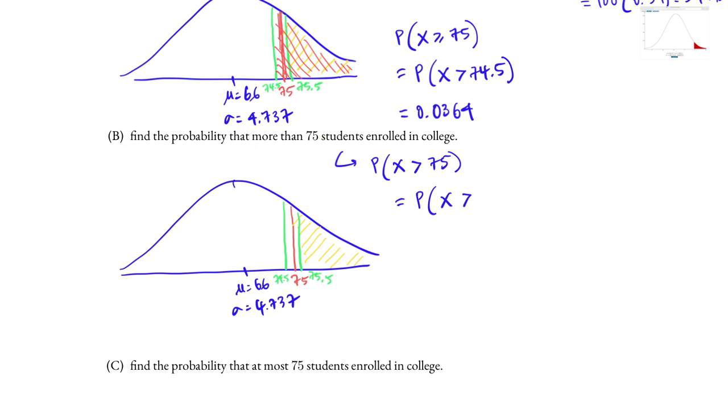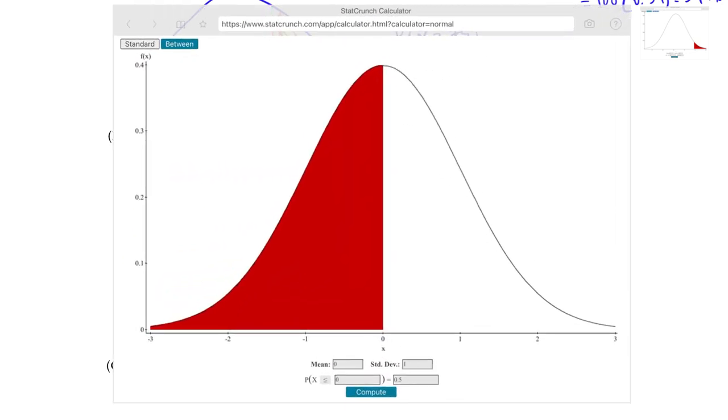And so how do we shade this so that 75 is excluded? We need to start shading this region starting with 75.5. And so the continuity correction is P of x greater than 75.5. And then we use the normal calculator to finish the computation. This is again a one-sided probability, so we use the standard feature.